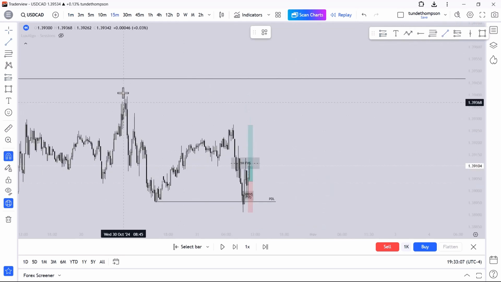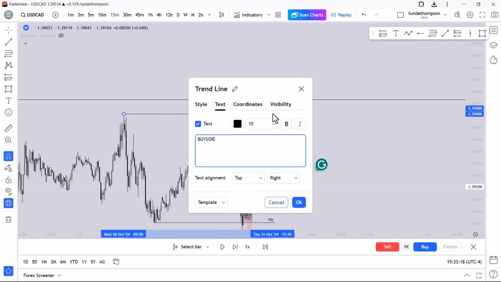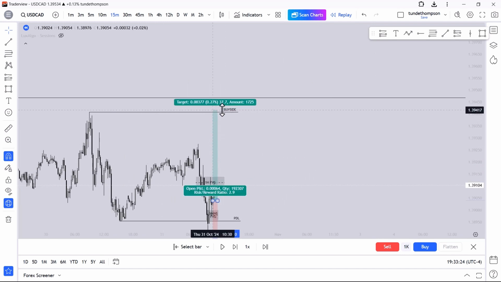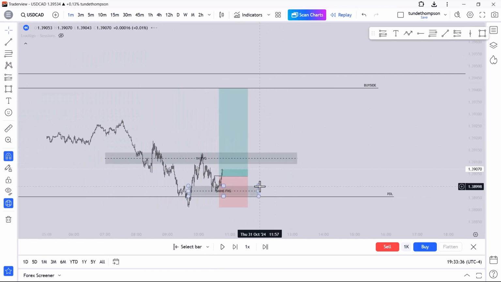Our target is actually the previous day high, which is labeled as a buy side liquidity. Not just that, it is also an internal liquidity, so I moved my take profits to that place. Then I went back to the 1 minute time frame to enter at the current market price.